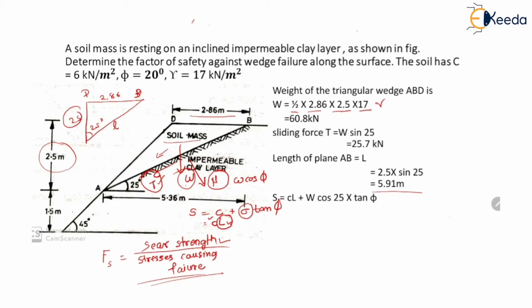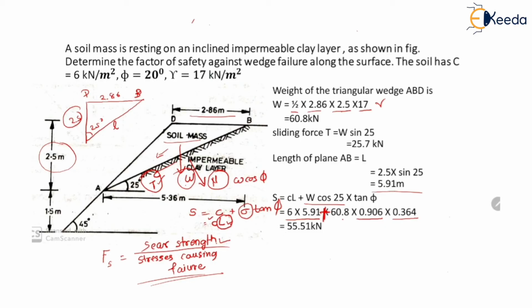So the shear strength will be obtained as S equal to CL plus the normal component of weight, that is W cos phi into tan phi. So S will be equal to 6 into 5.91, that is CL, plus W cos 25, that is 60.8 into cos 25, which is 0.906, into tan phi, which is equal to 0.364. So the value of S obtained will be 55.51 kilonewton.